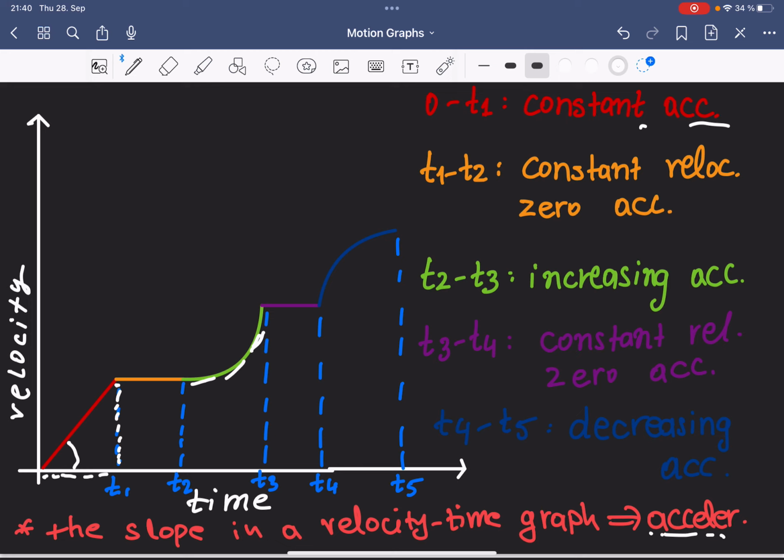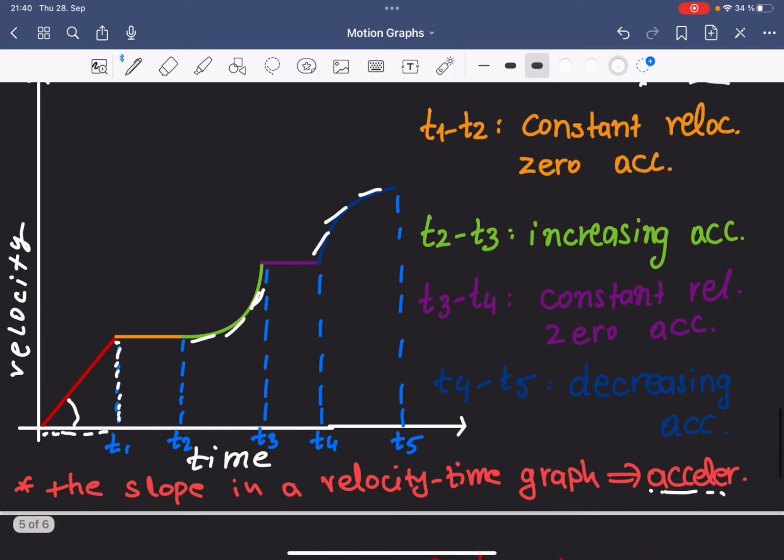Now t3 to t4 is another case as the orange, so constant velocity and 0 acceleration. And t4 to t5, again it's the opposite, where the slope keeps decreasing, which means, in other words, the acceleration keeps decreasing, okay.